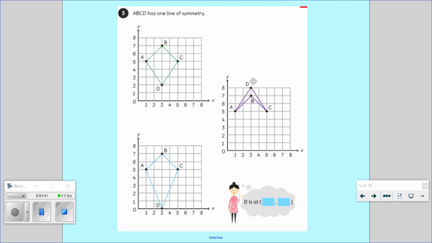If we look at this one, D has been put right up here at coordinates 3, 8. And again, it forms a shape with one line of symmetry. I could cut it here, and it would be the same on both sides. In this last one, D is all the way down here. It's a bit like the first shape, a kite shape, with one line of symmetry here. And Ruby asks, D is at what coordinates? Can you fill them in?